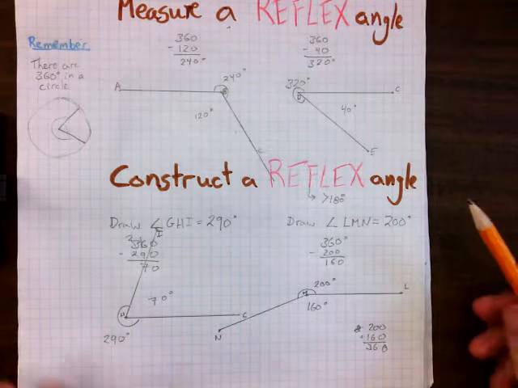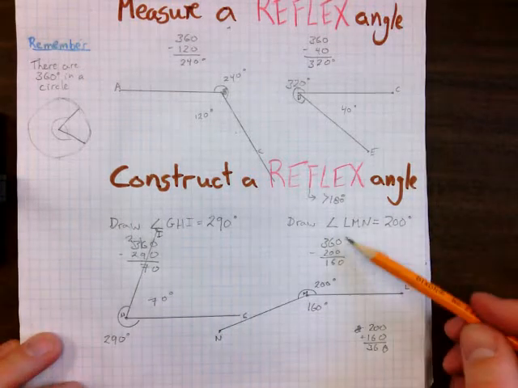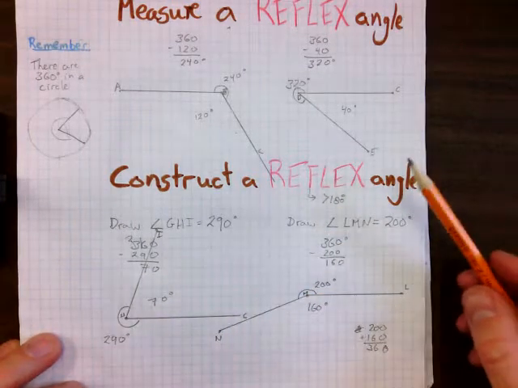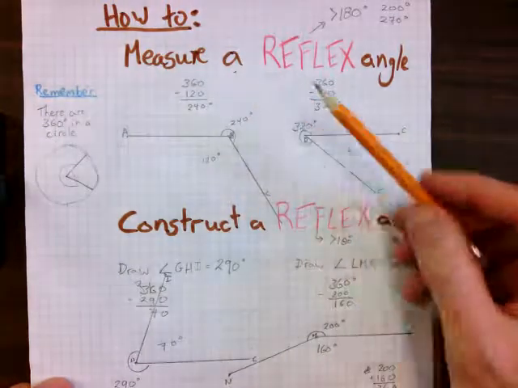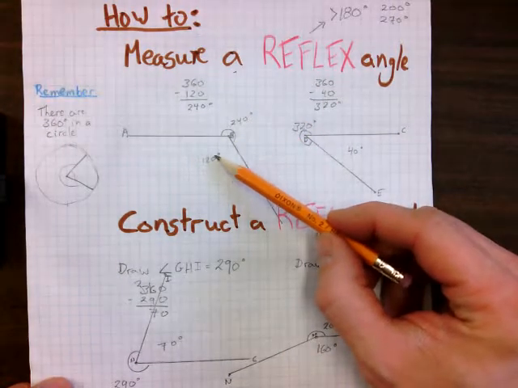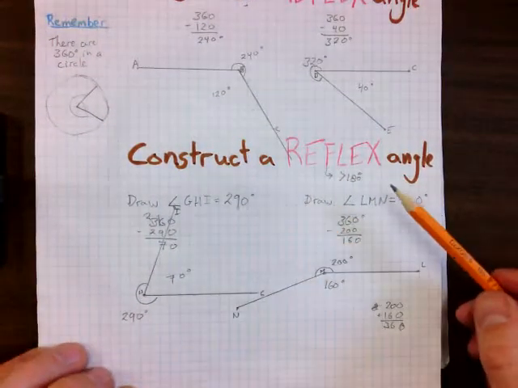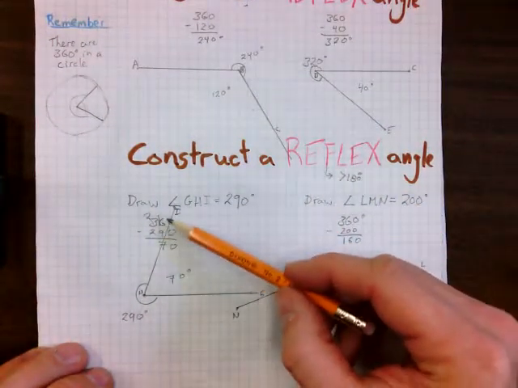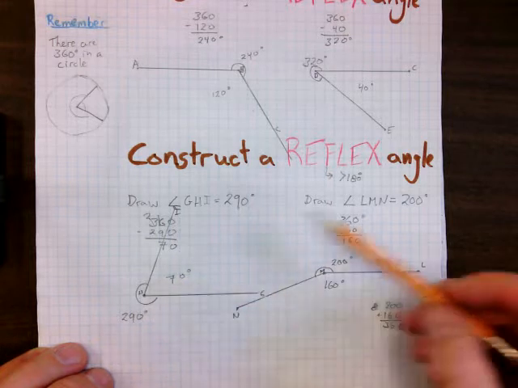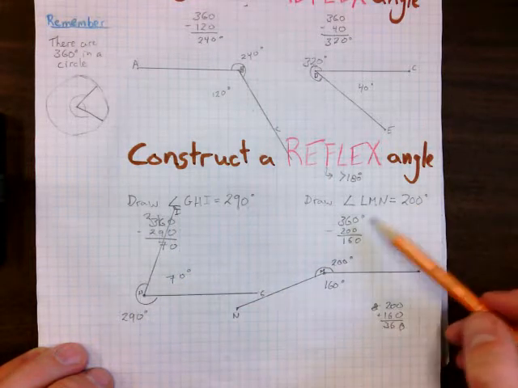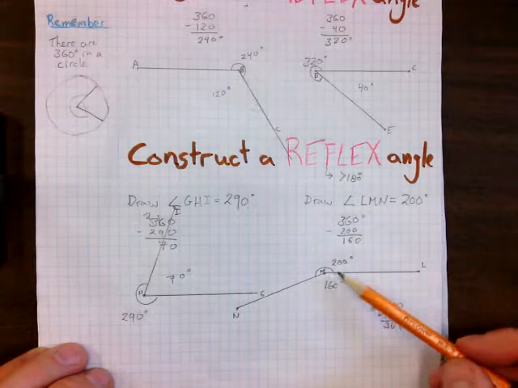So the key was to make sure that we were subtracting from 360. When you're measuring a reflex angle, first you measure the inside, then second you do your subtraction. When you're constructing a reflex angle, first you do your subtraction, then you draw. First you do your subtraction, 360 minus 200, draw that, label the outside.